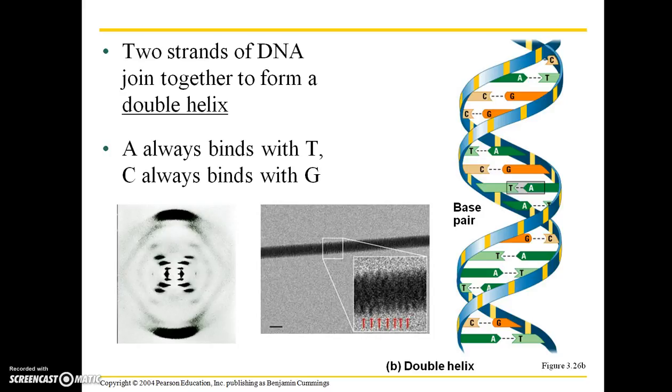Two strands of DNA join together to form a double helix. And what's interesting about this is adenine always binds with thymine and cytosine always binds with guanine. So if you have one part of a DNA molecule, just a single strand, you can examine those nitrogenous bases and figure out the base that it would bond to.